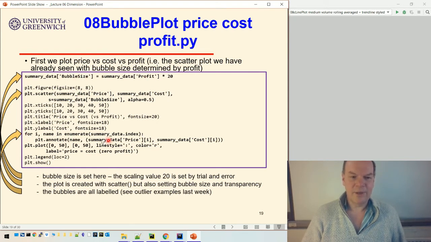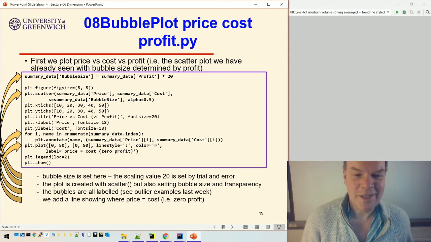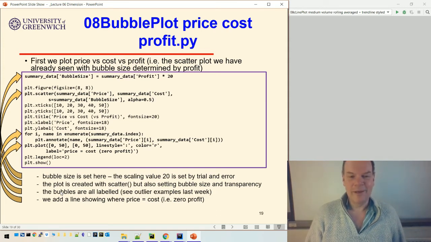This is the annotation that we saw last week, where I'm just labeling each dot with the name of the product that it corresponds to, and I'm also adding a line like we did last week, where we can show where the price and the cost are the same. So hopefully that will be nowhere. Okay, so we're not expecting the price to be the same as the cost, because that would be zero profit for the company. Although it's possible that they might have things where they sell them as loss leaders, in which case the price would be less than the cost. But that will give us an indication of where that break-even point is.